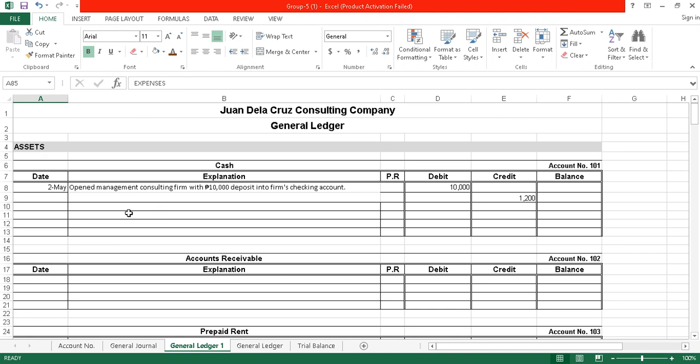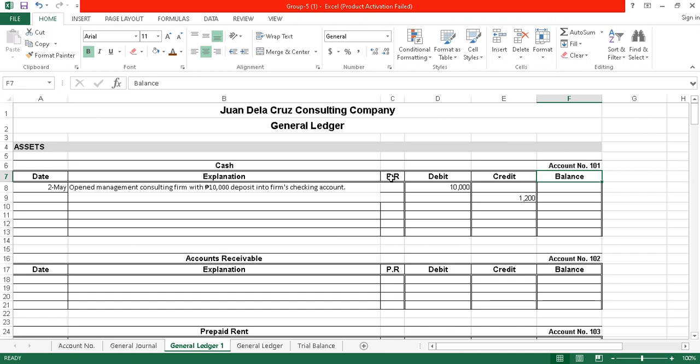So the third step we need to do is to create columns. Here in the columns, at the far left of the page are the date and the explanation. And on the right side are the debits, credits, and the running balance. Don't mind the PR or post reference, because that is only for when there are a lot of accounts being put in the ledger from the journal entry.